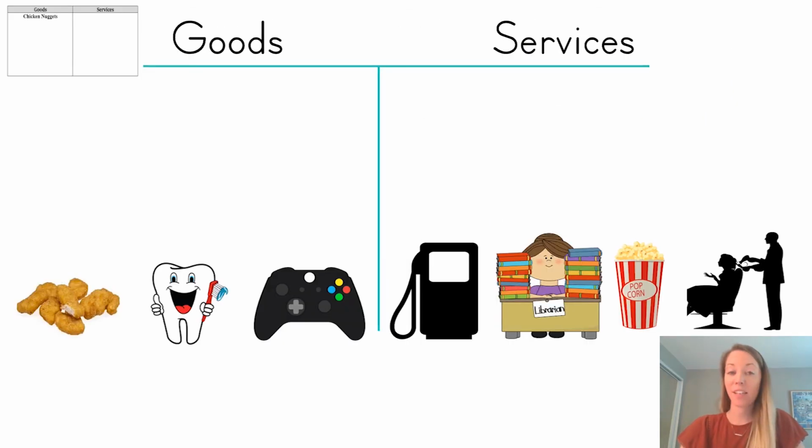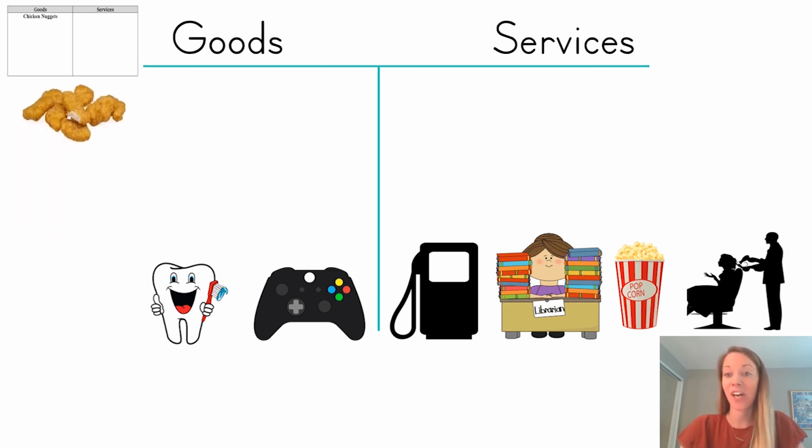So the last thing we're going to do is check our understanding and see how well we can tell the difference between a good and a service. So in your learning packet, underneath of what we just wrote, we're going to sort each item into either a good or a service. So the first one is chicken nuggets. Should we write that under the goods column or the service column? Now remember, goods are things you can touch and use and sometimes eat, and services are things that people do for you.